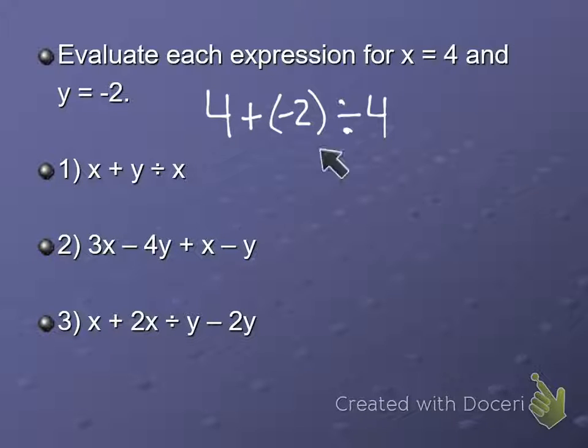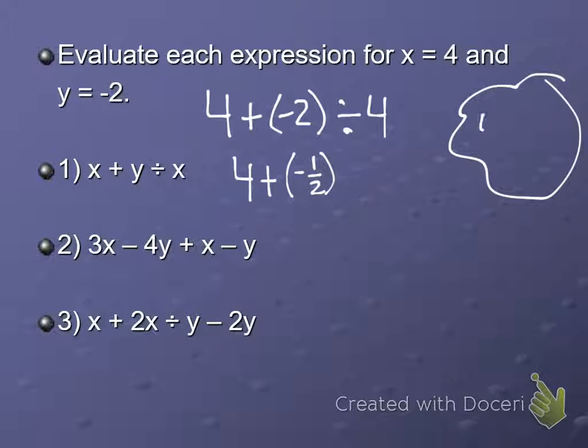The first thing I want to do is negative 2 divided by 4. Division comes first before addition. Negative 2 divided by 4 is what? Negative 1/2. So I have 4 plus negative 1/2. If you were to instead write it as, I'll just put this in a bubble off to the side, 4 plus negative 0.5. That's the same thing. Those are interchangeable. Either one works.